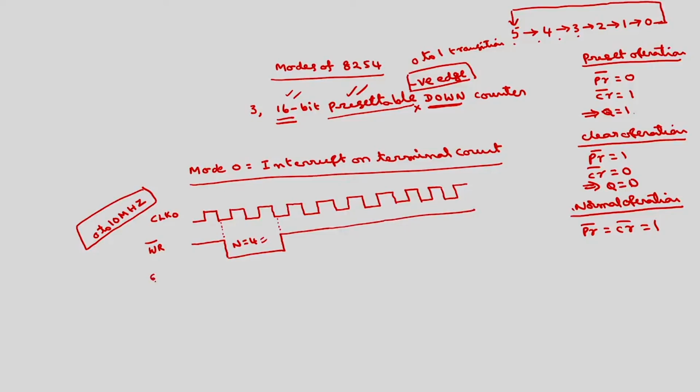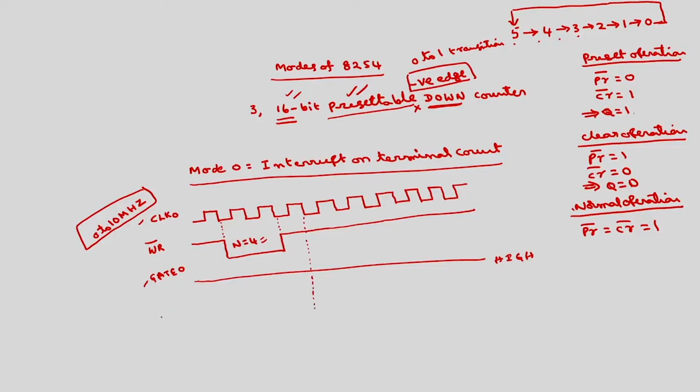The gate in mode 0 has to be kept always high. Gate 0 has to be made high. Here I am using only counter 0 signals; we can explain the same thing for counter 1 as well as counter 2. So the gate signal has to be made high. Then once write bar goes to high, the next negative edge transition.